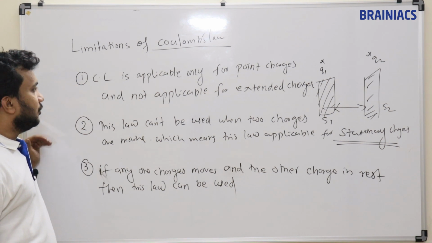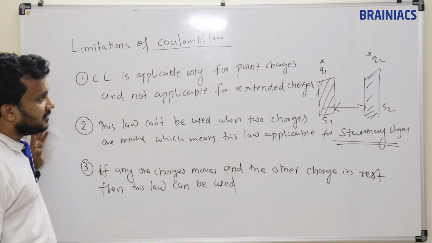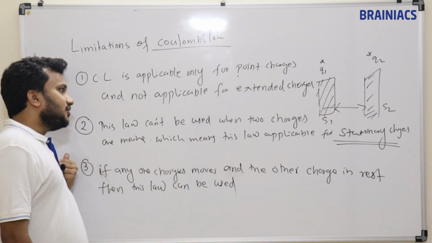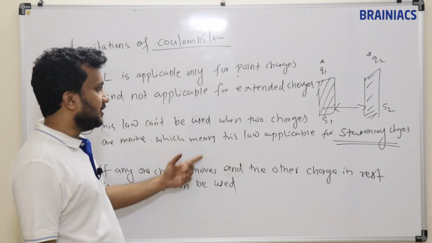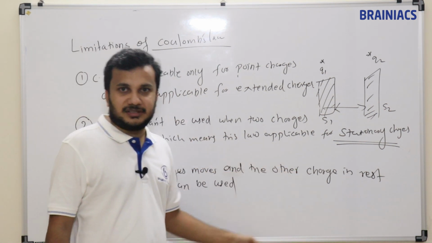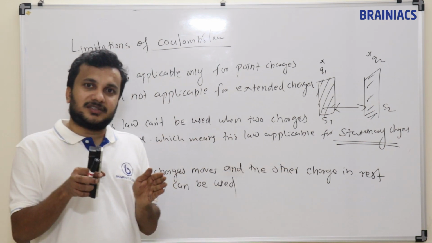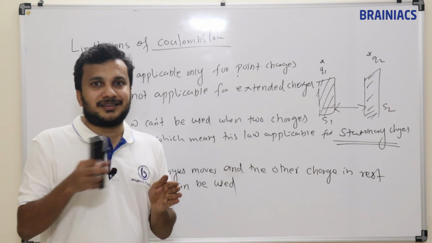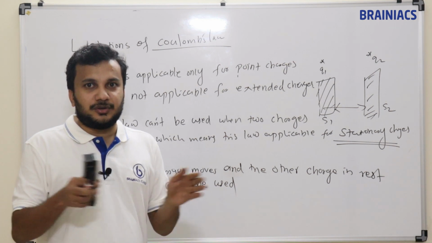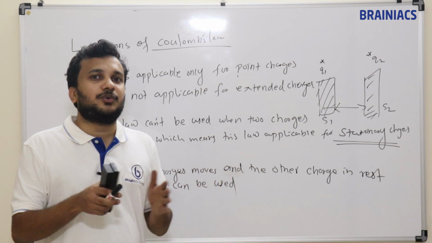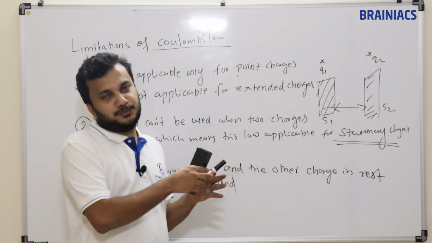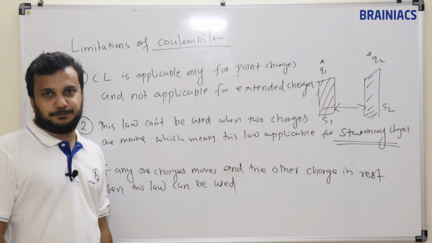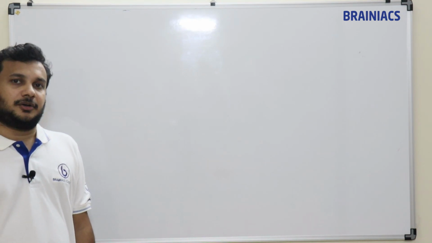Okay, so in two-charge cases we can apply Coulomb's law, and the two charges should be point charges, not extended charges, and it's applicable for stationary charges. Stationary in the sense that if either two charges are stationary, you can apply Coulomb's law. If one charge is moving and another charge is at rest, then also you can apply Coulomb's law. If both charges are moving, then you cannot apply Coulomb's law. Okay, these are the limitations of Coulomb's law. We'll move to the next topic.